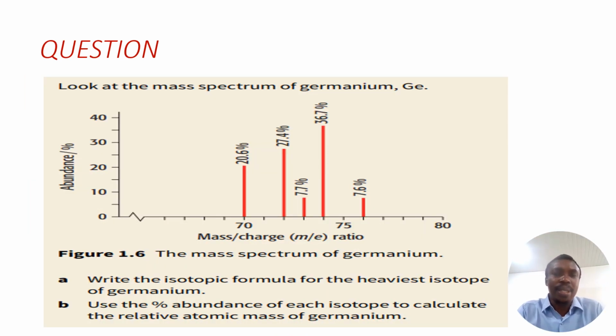So this is the task. I want you to attempt it. It's a typical examination question. Please attempt this task and solve as many questions as possible. It's as simple as ABC. The question before us is: look at the mass spectrum of germanium and interpret it. Then write the isotopic formula for the heaviest isotope of germanium. Then use the percentage abundance of the isotopes to calculate the relative atomic mass of germanium. It's as simple as ABC.